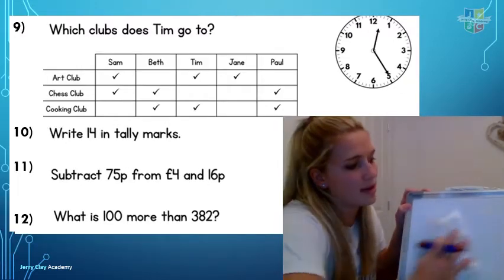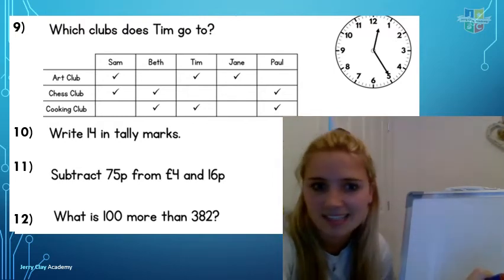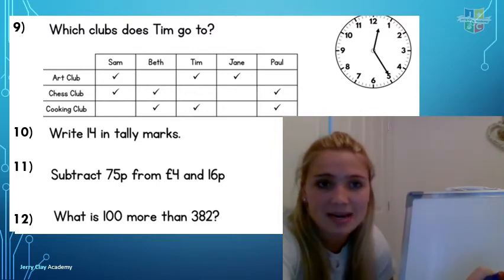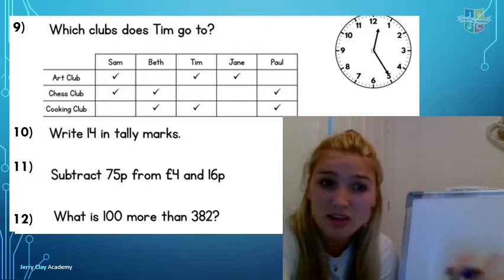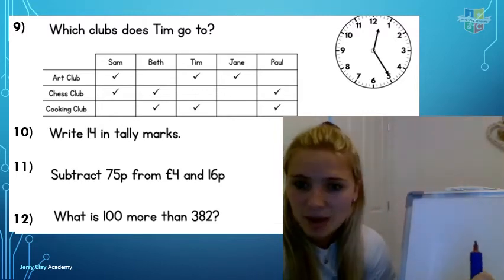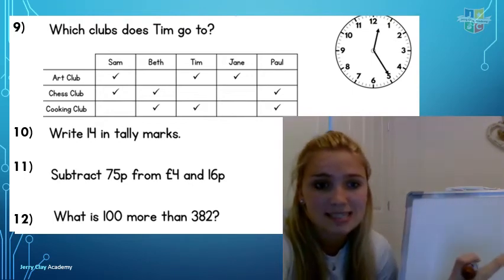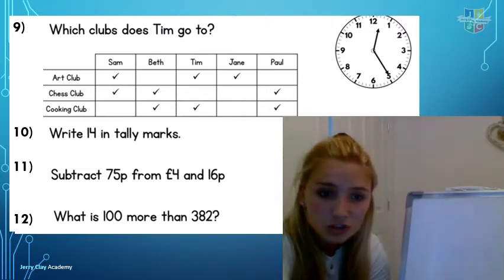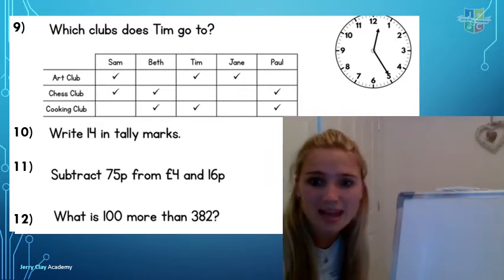Okay, so I'd like you to have a go now at doing the next one, telling me the time on the analog clock, turning it into a digital, then having a go at doing the statistics on number 9 and telling which clubs Tim went to. You could also have some bonus points to tell me which clubs the other children went to. Number 10, write 14 in tally marks, think about what happens when you get to 5. For number 11, you're subtracting 75 pence from £4.16. And number 12, what is 100 more than 382? Once you've had a go at working that out, press play and we'll have a look and see if you've got them correct.